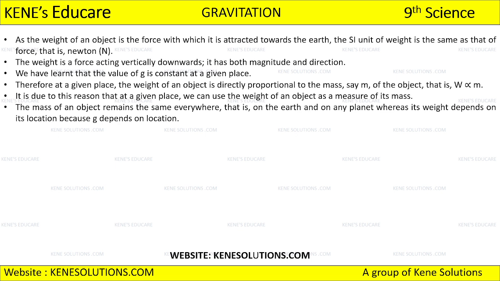So the mass of the object remains the same everywhere, that is on Earth or on any planet, whereas its weight depends on its location, because the acceleration due to gravity depends on location. So the mass can be the same everywhere, but the weight will differ whenever the place changes, because the gravitational constant is different everywhere, right?